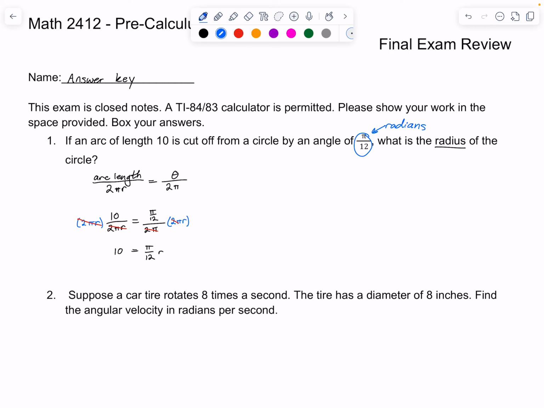The last thing we have to do is divide both sides by pi over 12, which is the same as multiplying by 12 over pi. And that will cancel on this side. And we're going to end up with r equals 12 times 10, that's 120, divided by pi. And because it's not a word problem, because we're not told how to round, I would leave this exact.